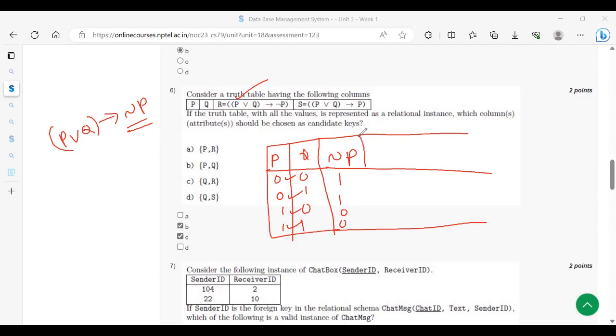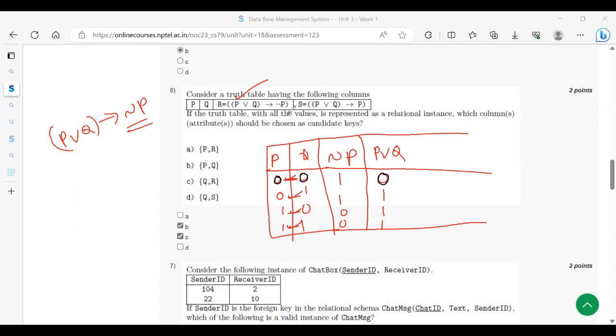Now they are going to ask P or Q. So what is P or Q? When both are false, the result is false. If you see here, both are false only in one case. In all other cases, the result is not false. Hence we are going to say 1, 1, 1. When both are 0, meaning false, the result is 0. In all other cases, the result is not 0.